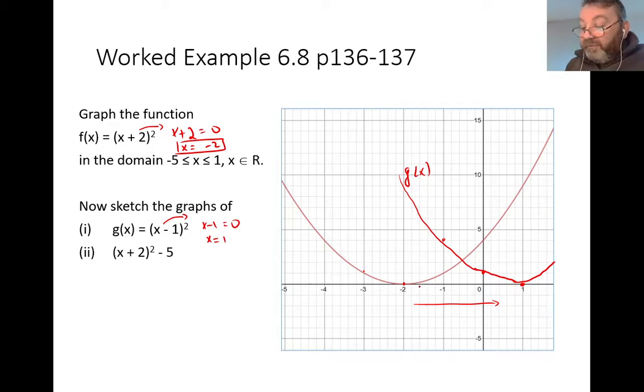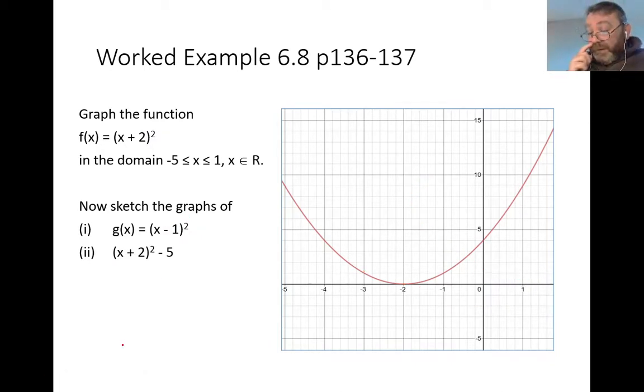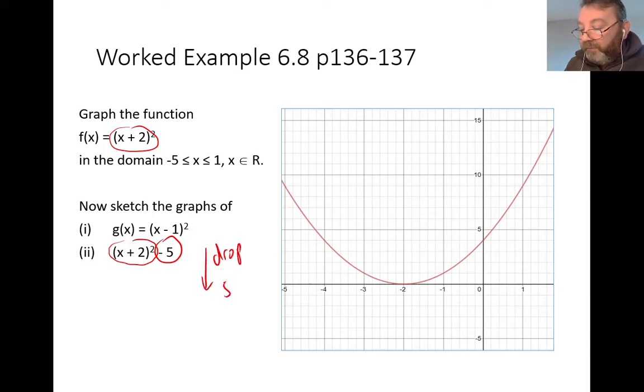Okay, and then finally, part 2. It says graph (x plus 2) squared minus 5. Now compare that to that. So in other words, the first part of this function is exactly the same as the original. The only difference now is that we're adding on a constant of minus 5. And you're adding on a negative constant, which means the graph is going to drop by 5 units.